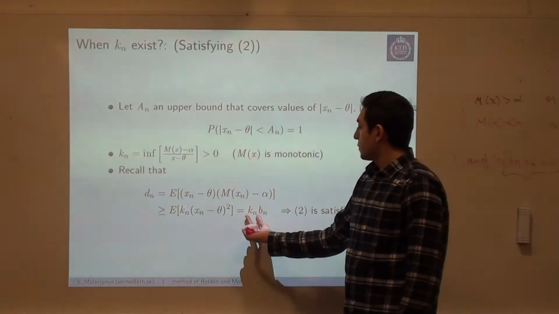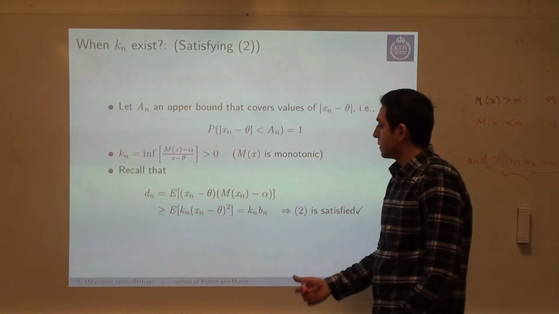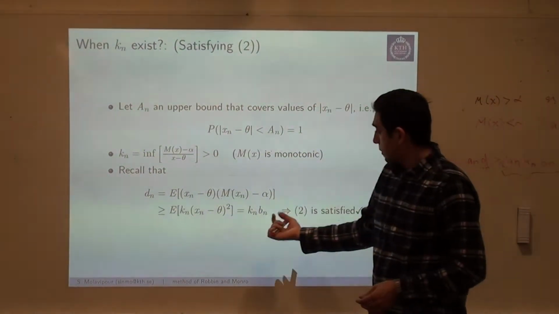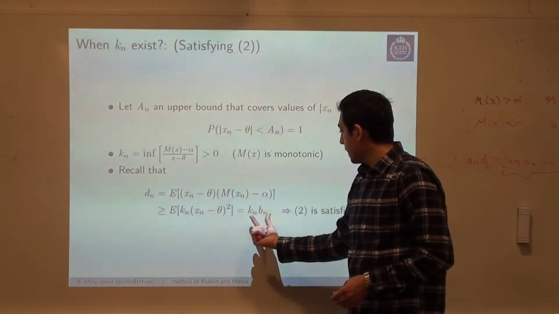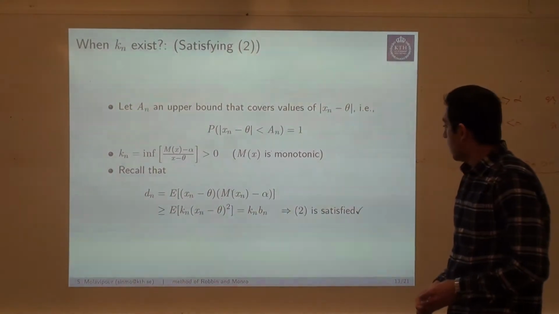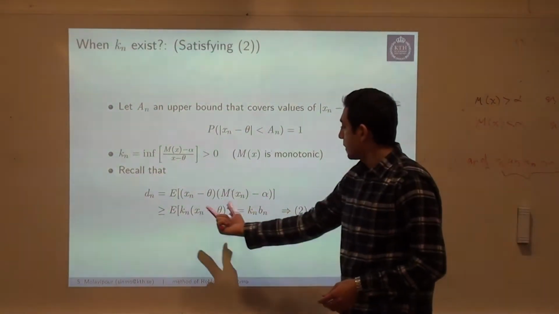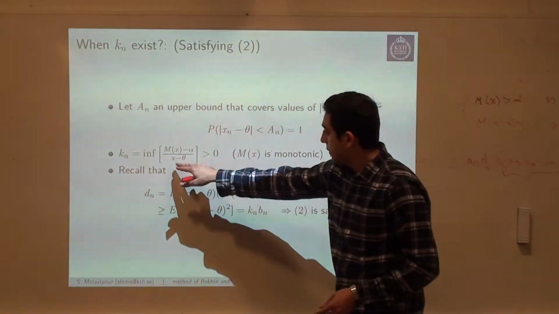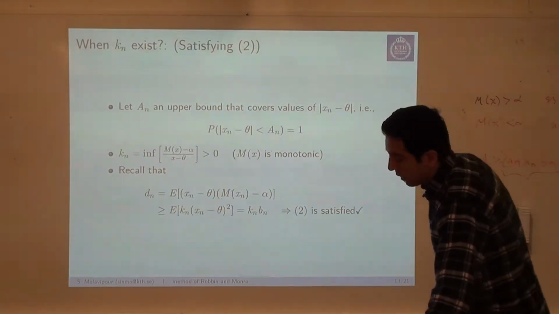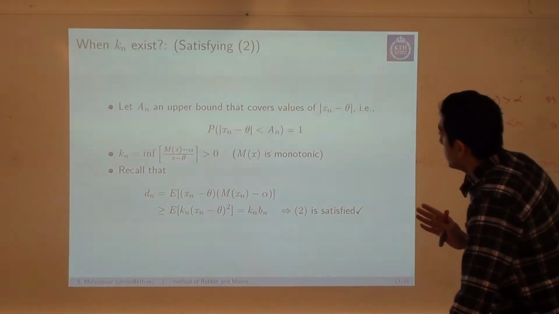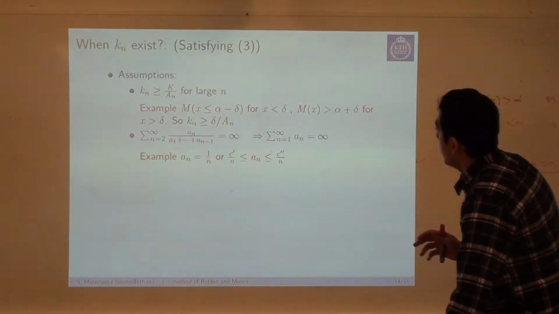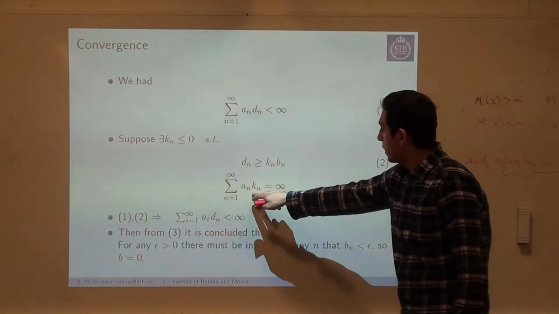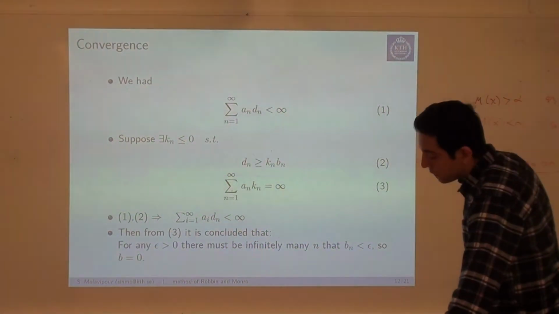This is obvious because Kn is not stochastic, so we can take it out, and then we have Kn Bn. So we have the condition that Kn Bn is smaller than Dn with this choice of Kn. So 2 is satisfied so far. Now we have to satisfy condition 3, that the sum over An Kn is divergent.